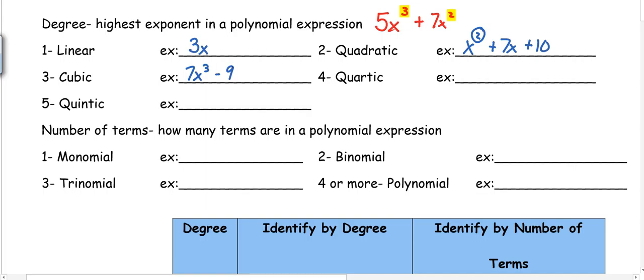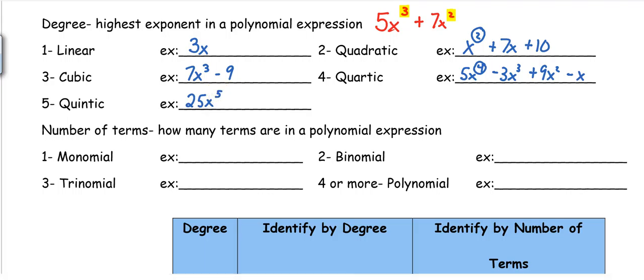A quartic has a power of 4, for example 5x to the 4th minus 3x cubed plus 9x squared minus x. So it has a lot of exponents in this one, but our largest is 4, so it's a quartic. A quintic has a power of 5, so 25x to the 5th.